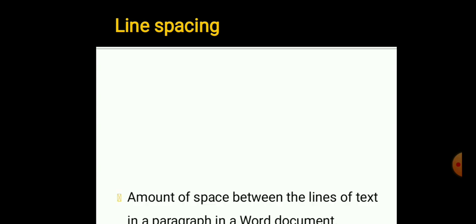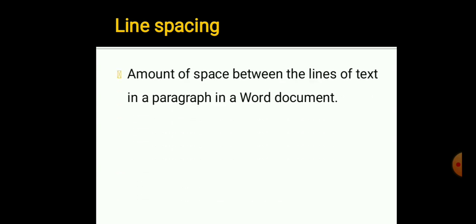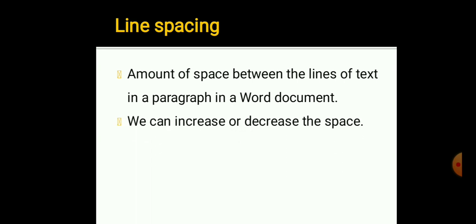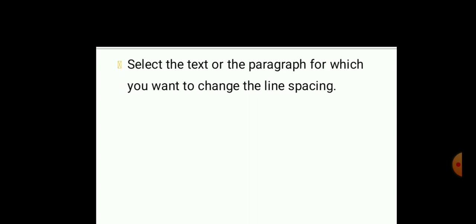Next thing we are going to see is line spacing. Line spacing is the space between the lines of the text in a paragraph. We are typing a paragraph, so between the first line, second line, third line, fourth line, likewise the paragraph goes on. Between the first and second line, second and third line, third and fourth line, we are going to give some space. This is called line spacing. Between the lines is called line spacing. Either we can increase the space or we can decrease the space. First, select the text or the paragraph for which we want to change the line spacing, either the text or the whole paragraph.